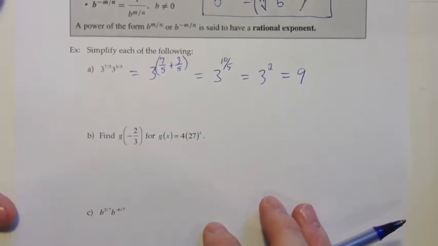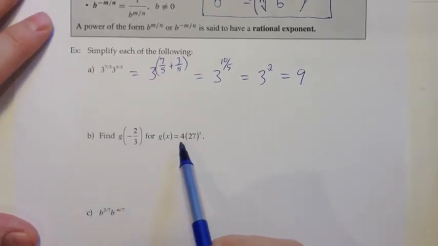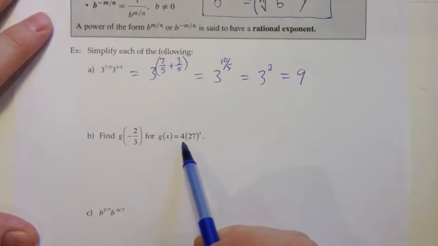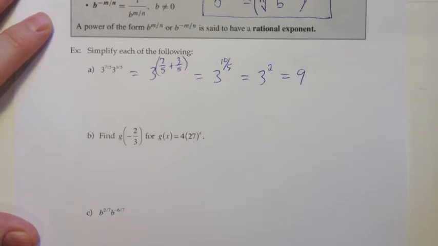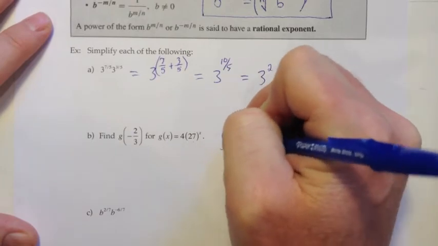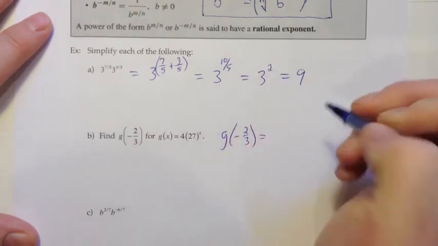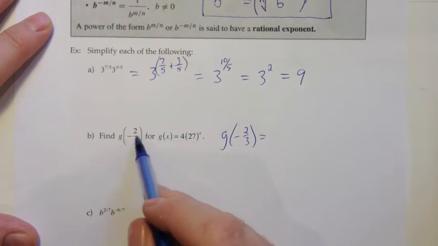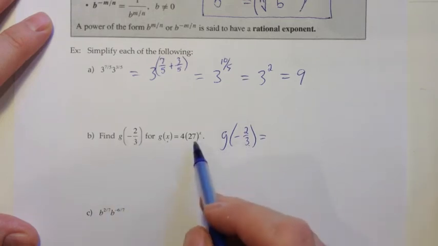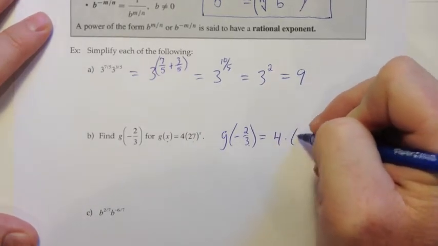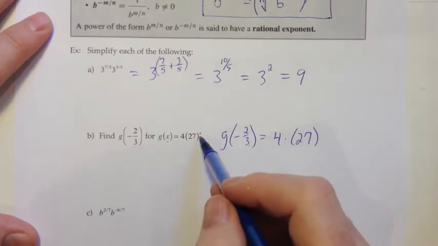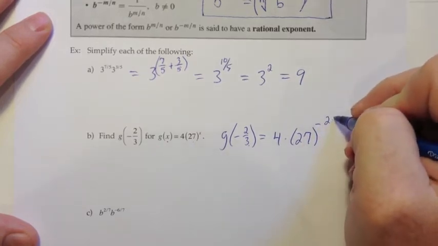Alright, let's practice this a little bit more in the context of functions. We have an exponential function here. g of x is equal to 4 times 27 raised to the x power. And if we have a function, you should be allowed to plug any real number into that function, and that should include fractions and negative numbers. So when they ask us for g of negative 2/3, we're going to do what we've always done for functions, just substitute that negative 2/3 in for the x here, and then in for the x on the other side where the function rule is. So that would be 4 times 27 raised to the x, but x is negative 2/3.